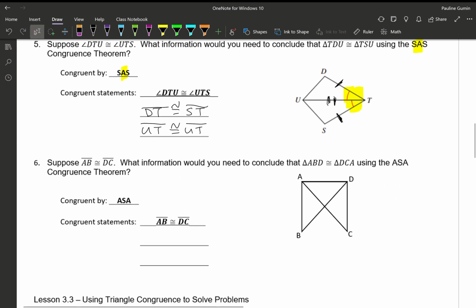Let's make these triangles congruent by ASA in number 6. We are given AB is congruent to DC, so that's a side. Let's mark that because that's not marked. AB and DC. Okay. To make an angle side angle sandwich, we're going to need an angle right here. And then we're going to be able to use the reflexive property right there. Okay. So for our angle, we need BAD congruent to CDA. And for that side, reflexive property, AD is congruent to AD.